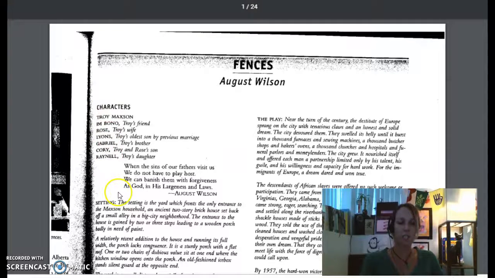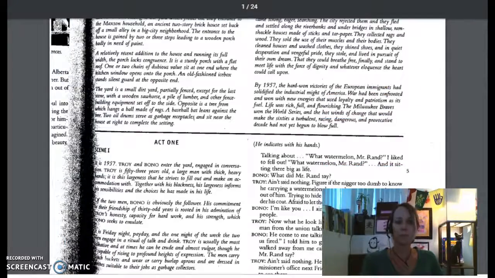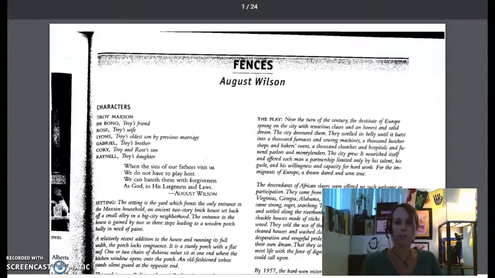Right? We have our characters. We have our opening quote from August Wilson, the playwright. And we have our setting. This is super important. It's set in the 50s, and so we have that. That's an important aspect of the play.